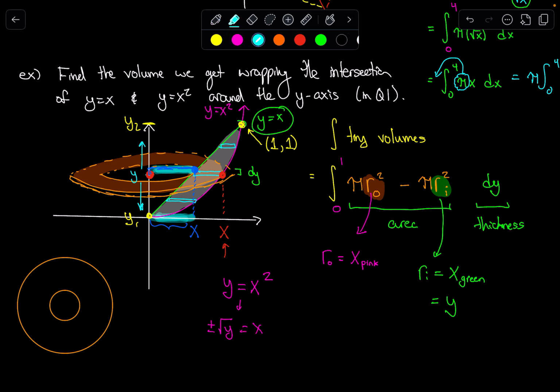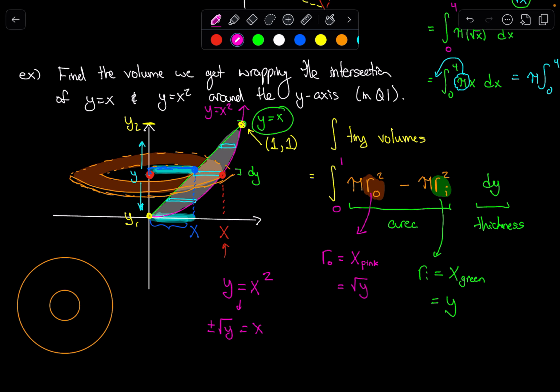And then again, use what we know from working with graphs to recognize that this side of the graph is represented by the plus square root of y portion of this. The left half, for those of you who are interested, is the negative square root of y portion. And so we're just going to use that knowledge to say that the x value that we have here is the same thing as the square root of y.